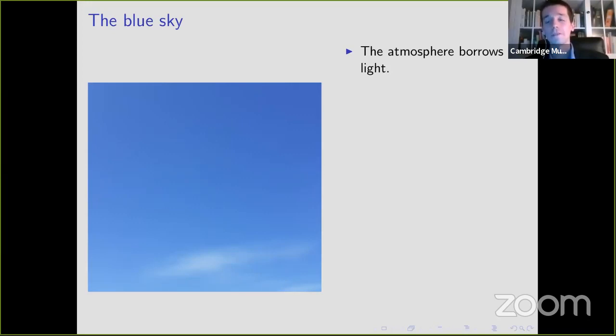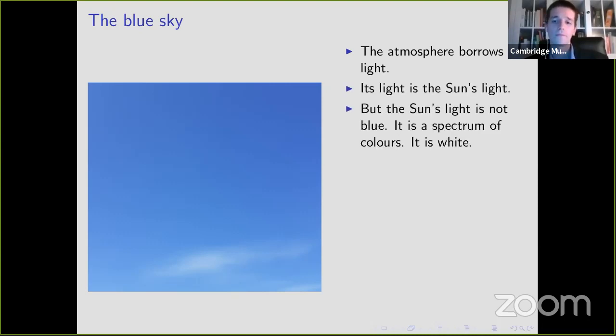Also, it's a very interesting effect. We know that the atmosphere does not glow on its own. It really borrows its light. Its light is the sun's light. But we know also that the sun's light is not blue. It is a spectrum of colors. It is white.